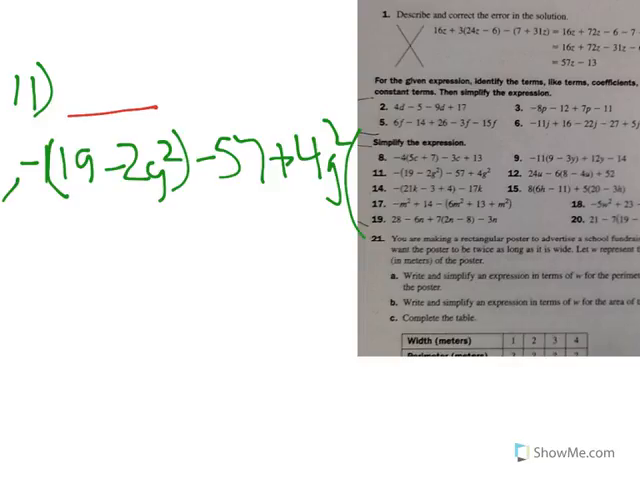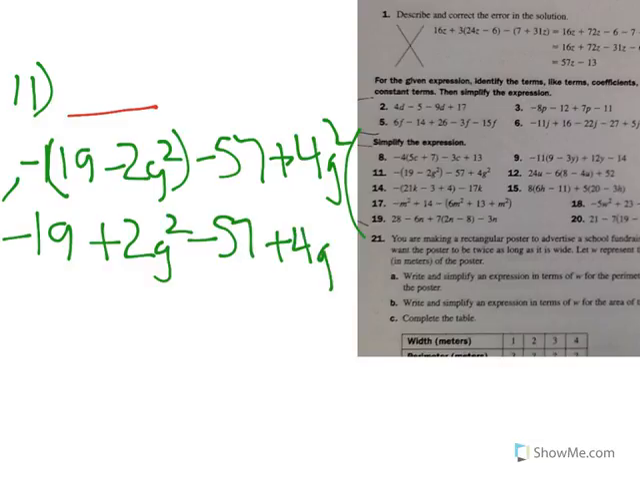So the opposite of negative is positive, so this is going to be negative 19, and the opposite of subtraction is addition, so it's going to be plus 2g squared minus 57 plus 4g squared. So now we're going to take our like terms and add them together.